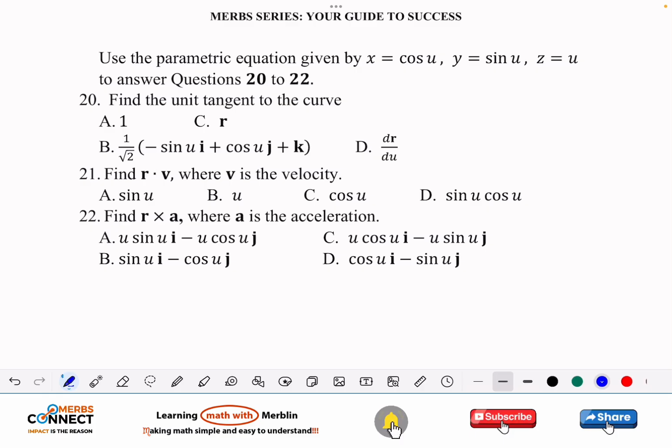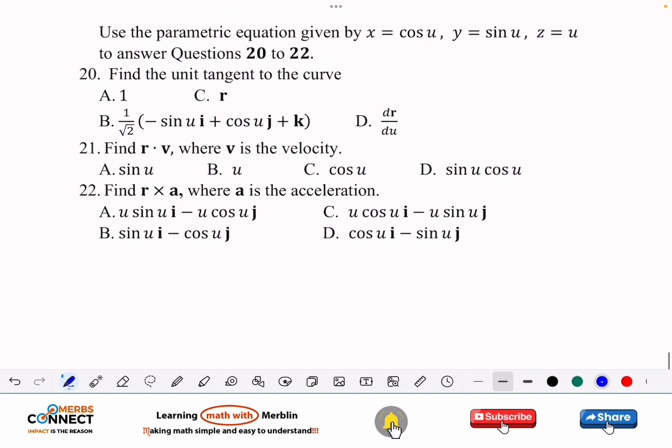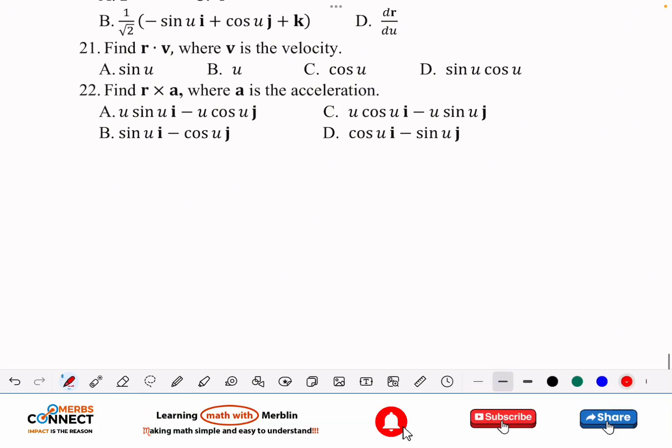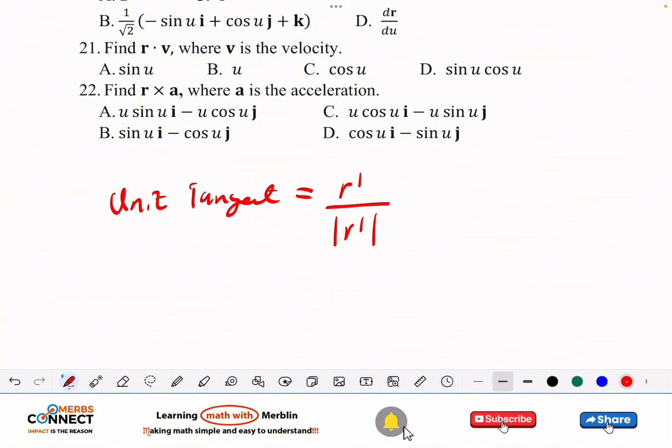So this one, we want to find the unit tangent to the curve, and then we find A dot R, then we find R dot V, and then R cross A. So let's do that. Now first, we need the formula for the unit tangent. So unit tangent is equal to R prime divided by magnitude of R prime.